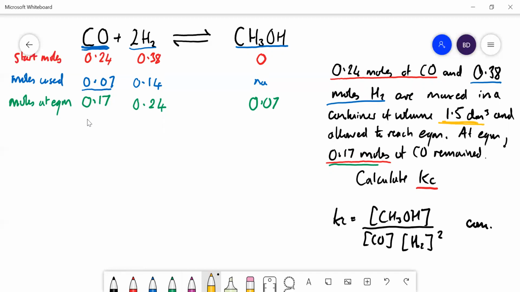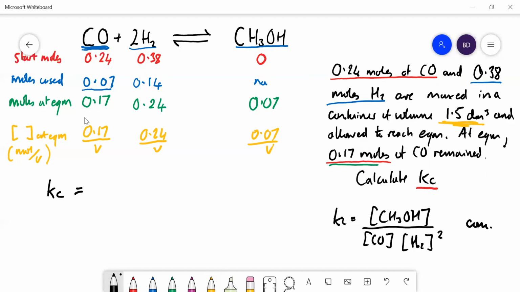So what we're going to do is concentration at equilibrium. So that's moles over volume. And I'm just going to call the volume V here rather than actually work it out. And we'll see why in a minute. Okay, so I'm going to put 0.17 over V, 0.24 over V, and 0.07 over V. Now you could divide that by 1.5 and then you'd end up with all these fractions, okay? But what we're going to do is put these values, these yellow values, into the equation here. And so we'll see we can do a bit of cancelling out and make the calculation a little bit quicker.